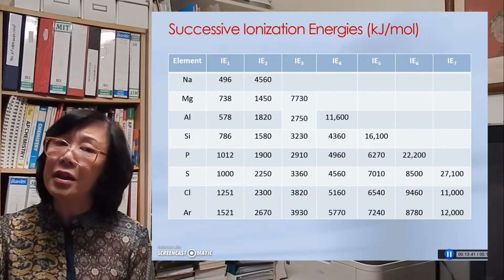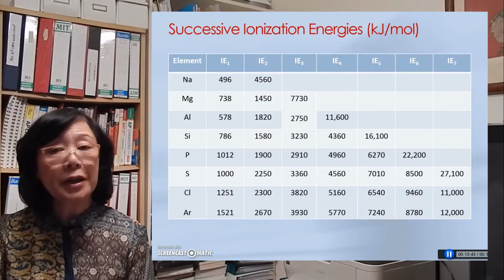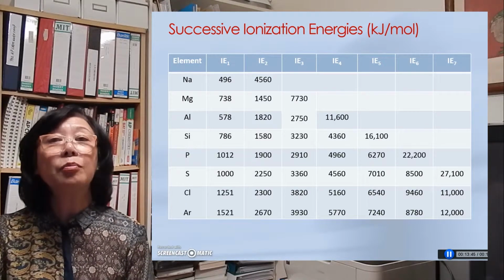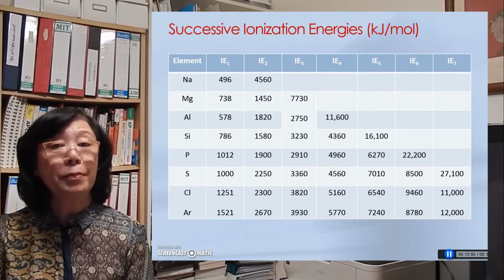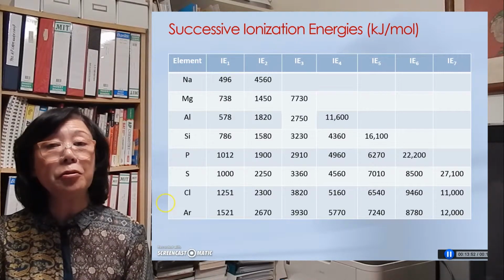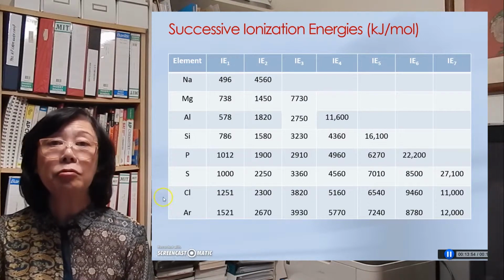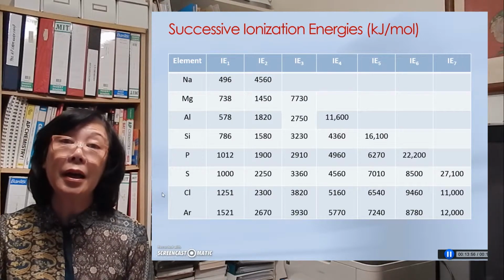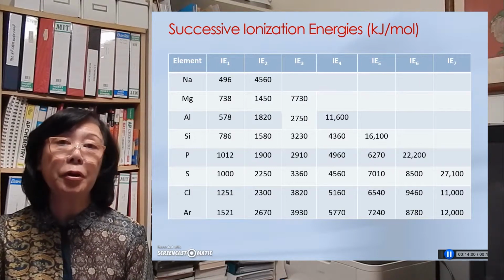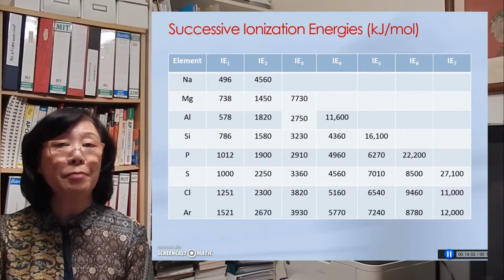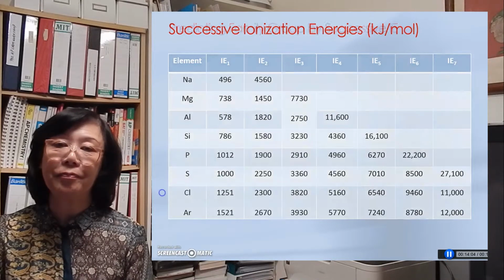Now, why such a big jump? This is because we are now moving from a valence electron to a core electron, and therefore there is a big jump in energy. One can make use of this big jump to identify and predict the element or the family group of that atom. If we don't know it, we can predict it by looking at the big jump in ionization energy.